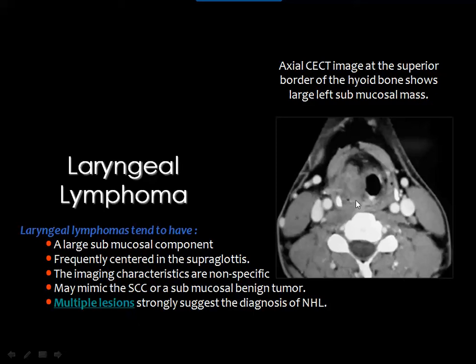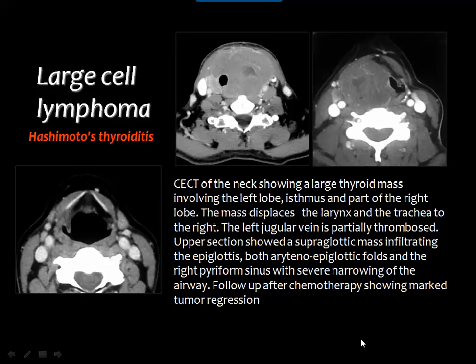If you see an example like this, the diagnosis will be laryngeal cancer, but if the lesion is biopsied, it may prove to be a lymphoma. Then you see here, this is a huge mass infiltrating the hypopharynx and also involving the thyroid lobe, and this mass was proved to be a large cell lymphoma, and this is the follow-up examination after chemotherapy.